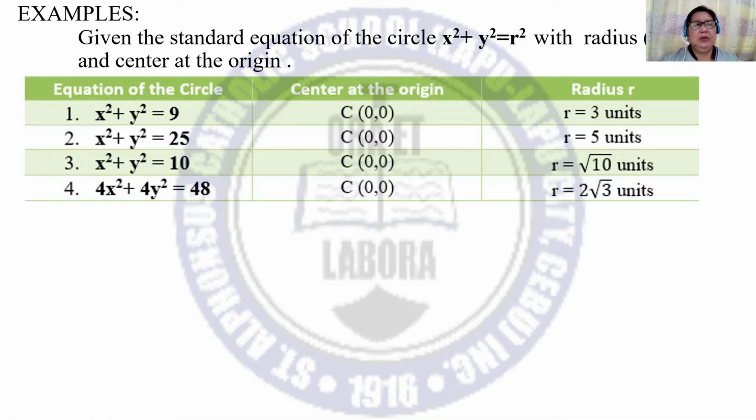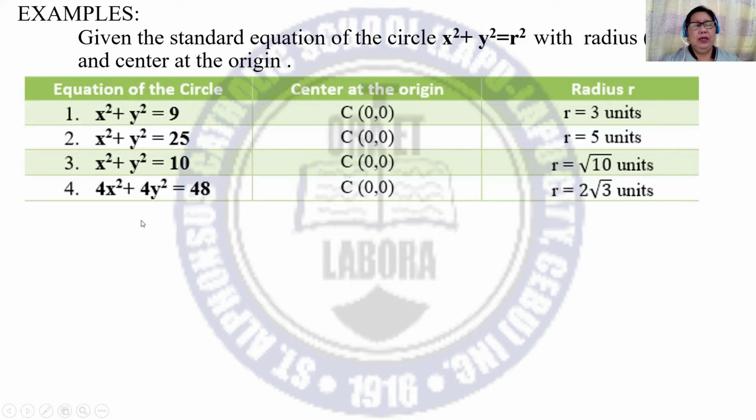Another example, we have x squared plus y squared is equal to 10. So the center, we have the coordinates 0, 0. And then you can express the radius as the square root of 10. You don't have to change it to decimal. You can use the radical form. So r is equal to the square root of 10 units.